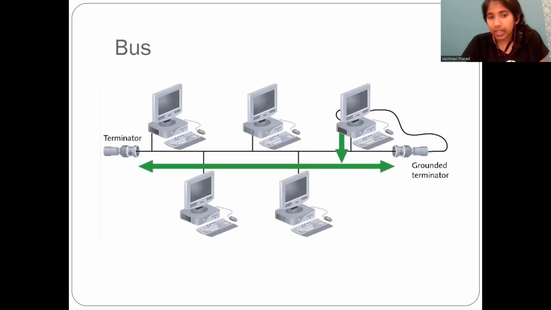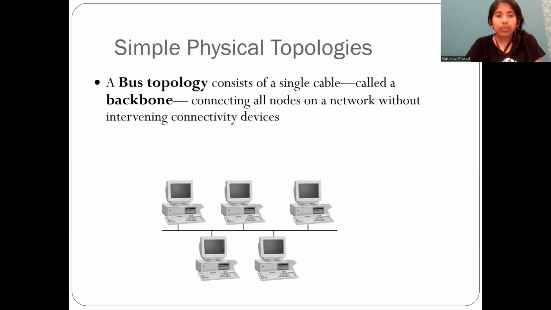So this is a layout of a bus. As you can see, there are different nodes connected. Here, the data is shared through the backbone. The central wire is connecting all the other nodes in the system, and there is a terminator and a grounded terminator. Simple physical topologies like bus topology consist of a single cable called a backbone. This cable connects all the nodes in this topology without intervening connectivity devices. There are no other connectivity devices other than the nodes connected to the network.